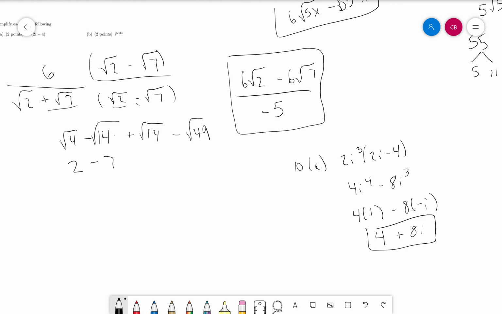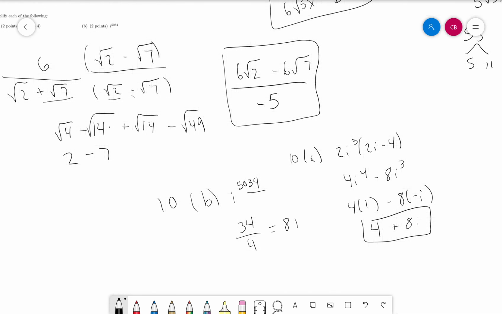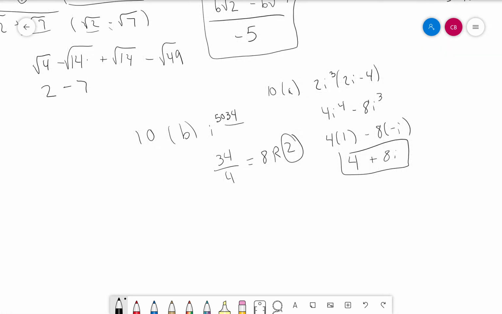Okay. And last but not least, part 10b is going to be i to the 5034. We look at the 34, that's the trick. Remember, there's a trick to this. If you're unsure how to do it, I did do it in the video, but we divide the last 34 by 4. It goes into it 8 times with remainder 2. The remainder is the important part, so that means i to the 5034 is equal to i squared, which is equal to negative 1. And therefore that will be the solution to that, and you'll be good to go on these problems.